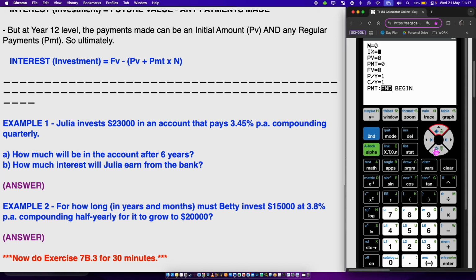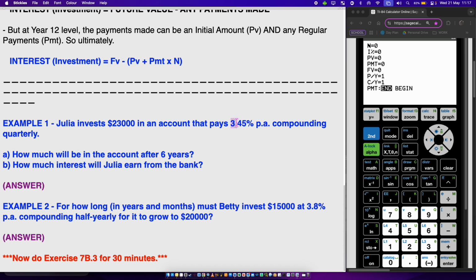If you don't have your calculator out already, that might be useful to do so you can follow along. All right, Julia invests $23,000 in an account paying 3.45% per annum, compounding quarterly. This is the order that you should approach TVM solver. You don't start from the top. Most of the time, you're not going to be able to do N straight away.